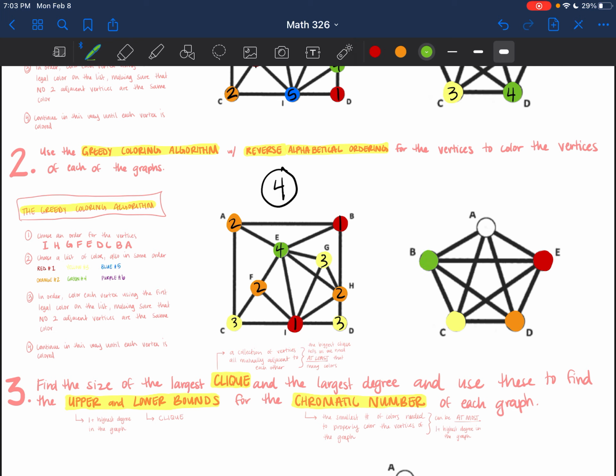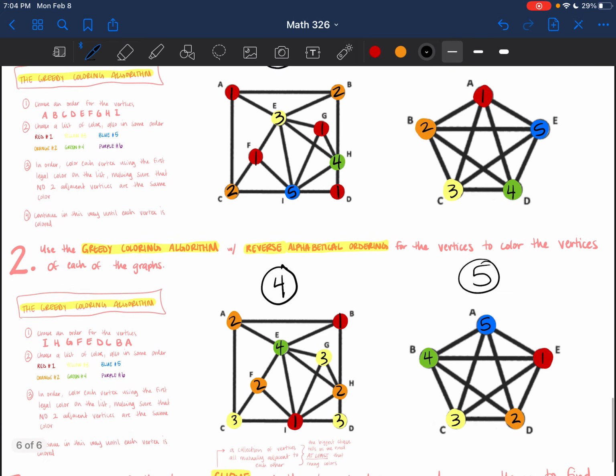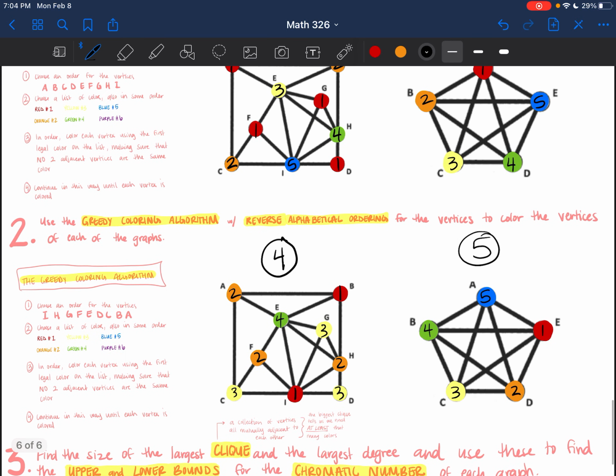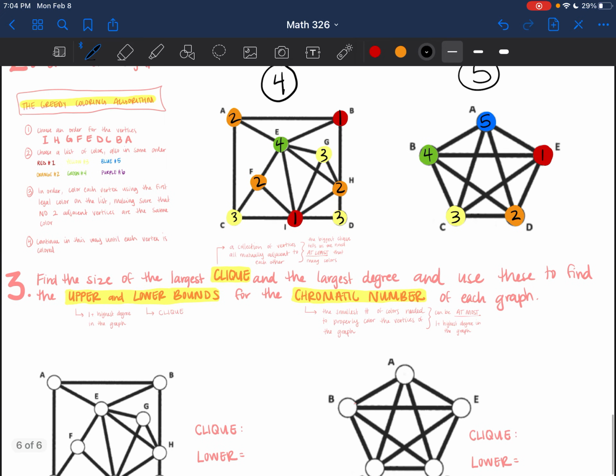And finally, vertex A is touching B, C, D, and E. So it cannot be red, orange, yellow, or green, and we have to add our fifth color, which is blue. So we're going to number our colors. Red is 1, orange is 2, yellow is 3, green is 4, and blue is 5. So reversing the order didn't matter with this graph. We still ended up with 5 colors. And we can get into the reason for that after we do question number 3.